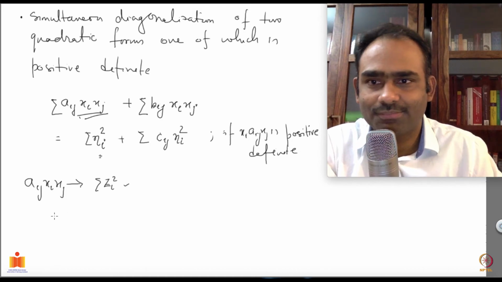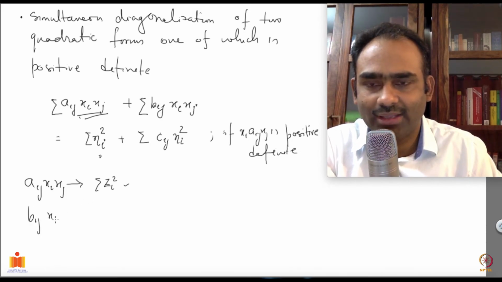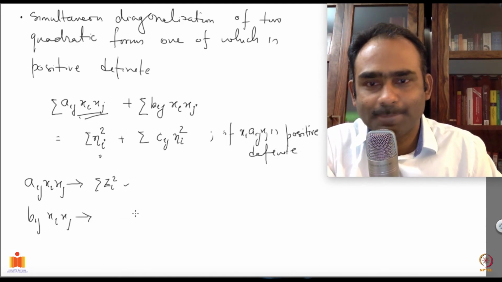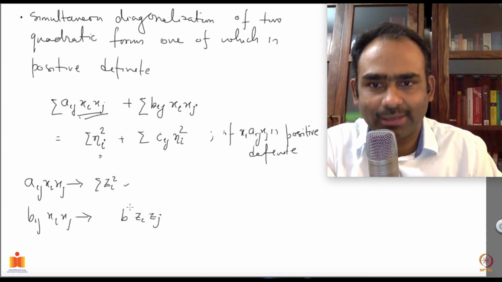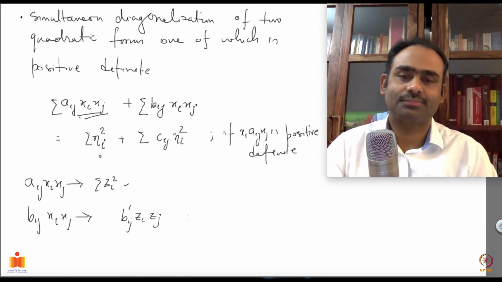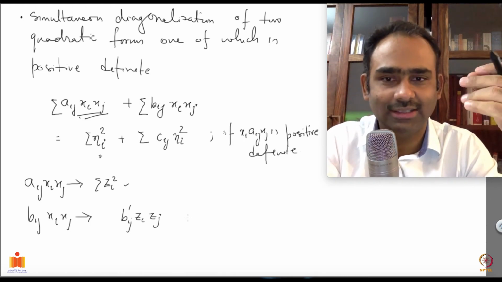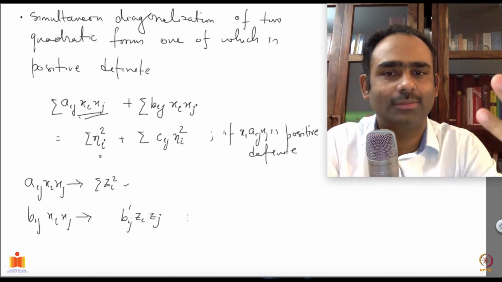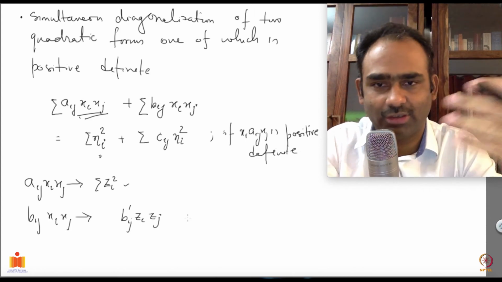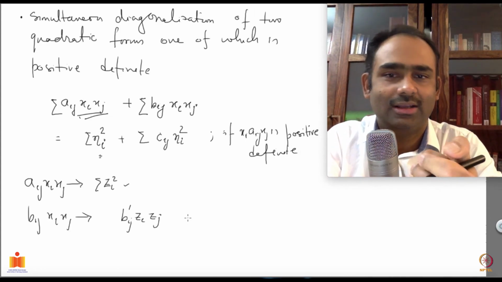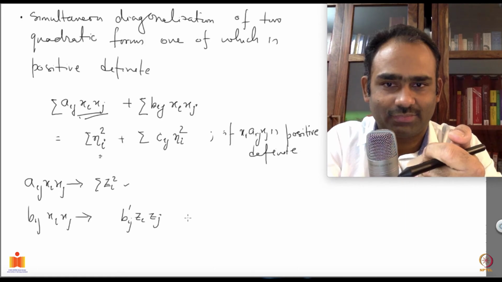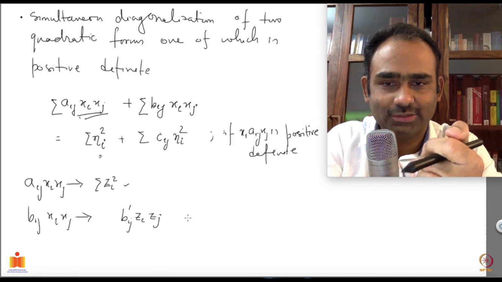Now once you have done this, this Bij xi xj would also transform to b prime zi zj. Okay, this is what will happen. You have done a change of basis, your x's have changed to z's, and the matrix Bij would transform into some other matrix, which we are calling b prime, and this b prime would also be symmetric.